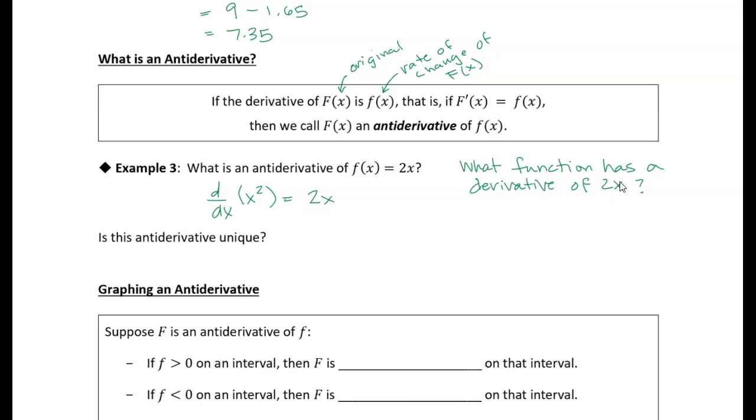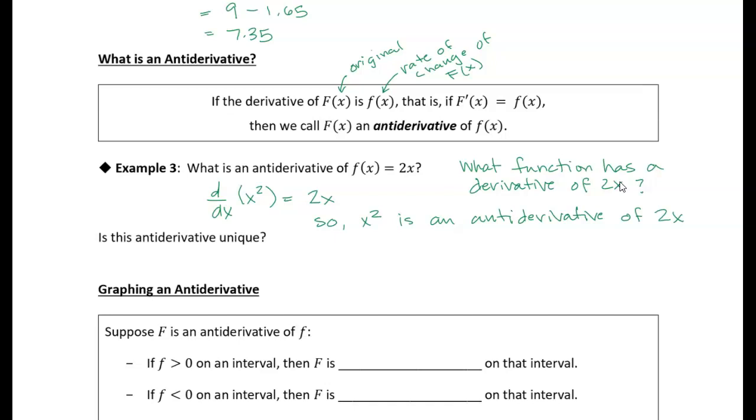So x squared is an antiderivative of 2x. Okay, we're just going backwards. We're underiving. We're undifferentiating a function. We're given the derivative and we want to know the original function.